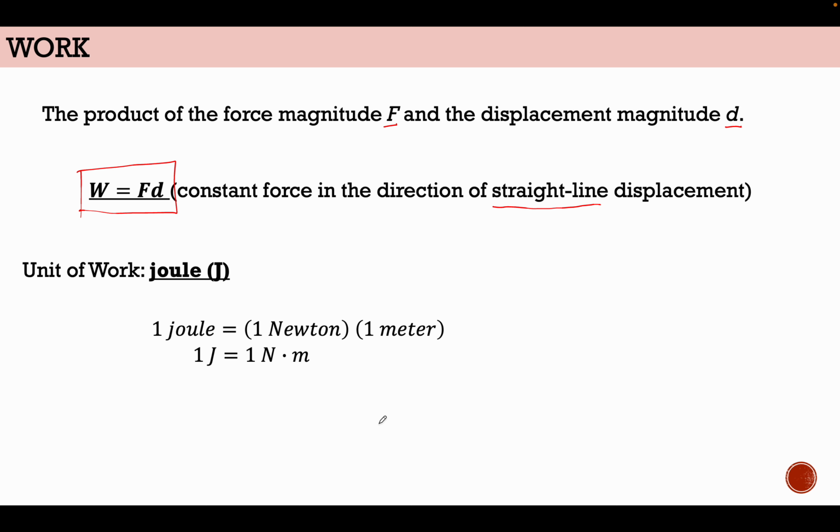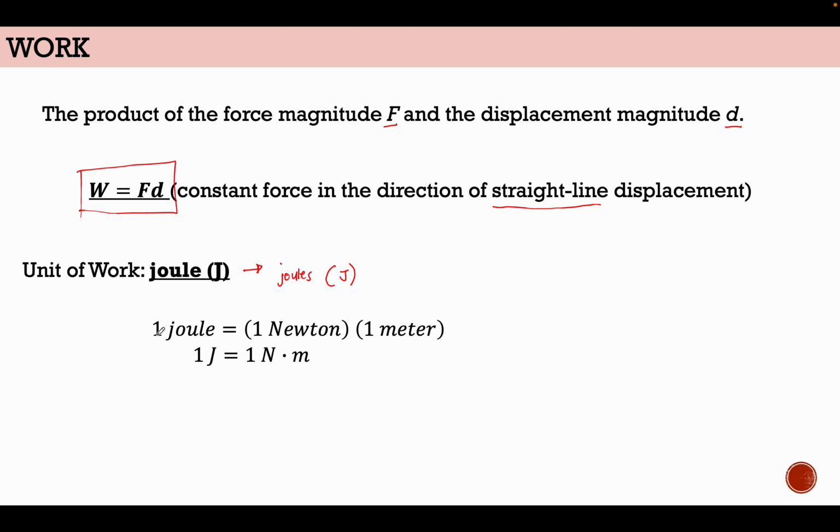Okay, so how about the unit for work? For the unit of work, we have the joule, or capital letter J. The plural for joule is joules. Again, we have capital letter J still. So 1 joule is equivalent to 1 Newton times 1 meter.